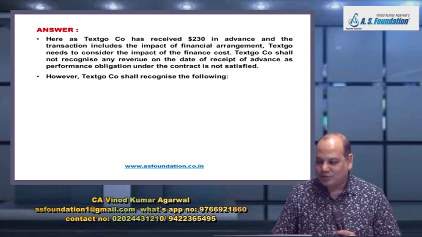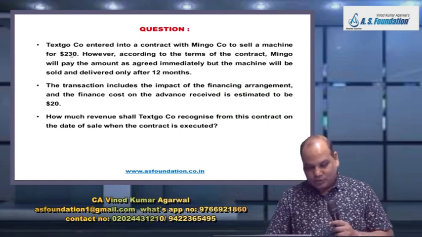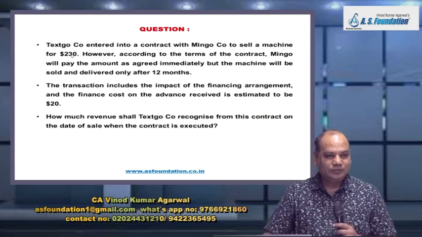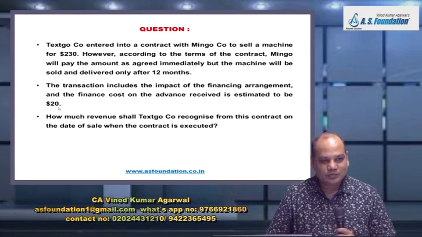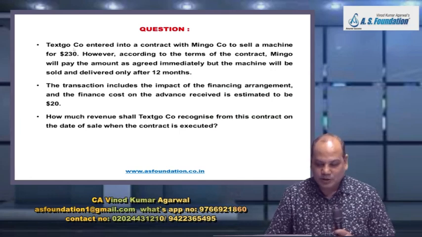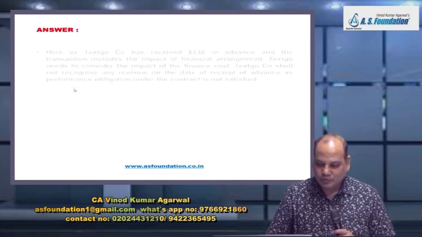See, read the full question, don't read one line and conclude. If you read the question, it is mentioned here that initially the value of the machine is 230 and the transaction includes the impact of financing arrangement. You are paying 230 because you are giving advance. Had you paid 1 year later, you would have paid 250. So that is why transaction includes the impact of advance payment. The price has been reduced specifically for you because you have paid the money in advance, 1 year ahead.